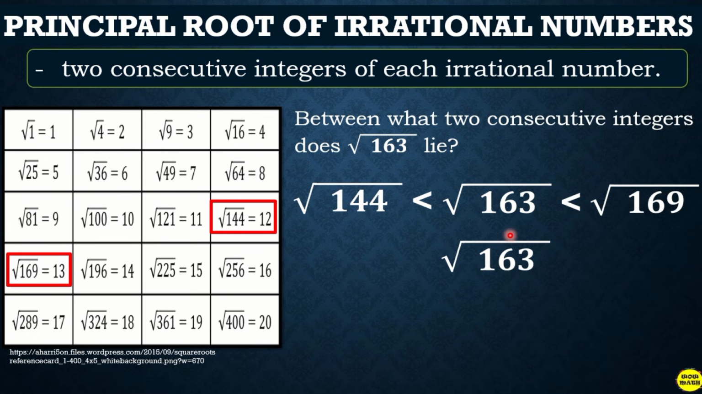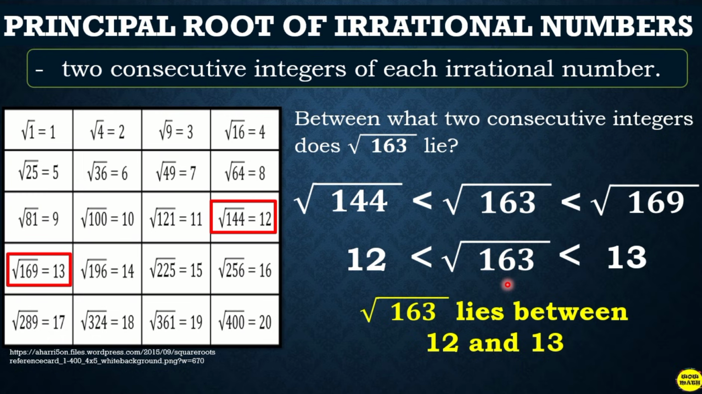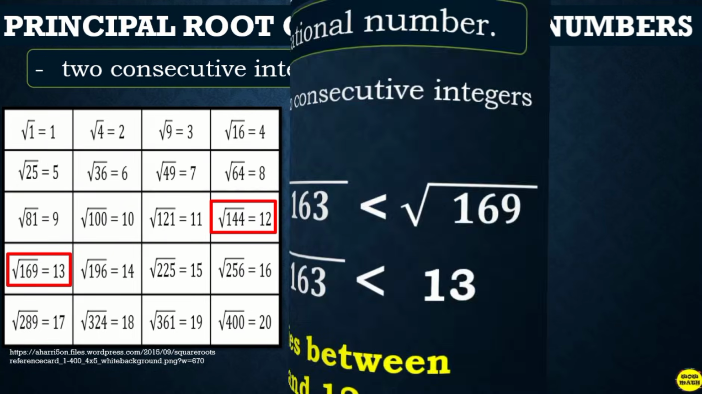Okay, so nakuha na natin. Kunin natin ang square root ni 144, that is 12. And then square root of 169, that is 13. So, therefore, square root of 163 lies between 12 and 13. So, ito po ang pwede natin kunin, estimation or approximation kapag ang square root natin ay irrational. Kapag hindi siya perfect square. Let's have another.